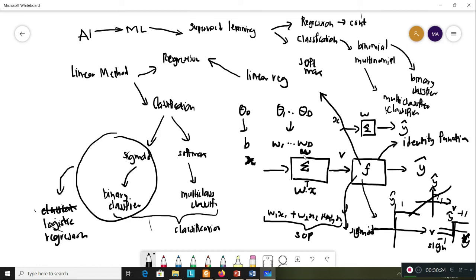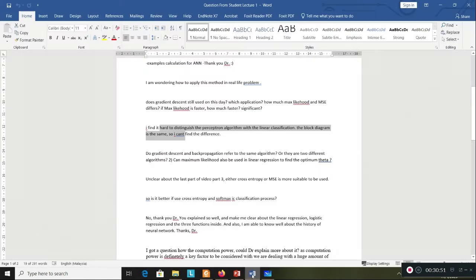And then if you set your f with a softmax function, then your linear method will become a linear method for classification under the category of multi-class classifier. That's why I try to generalize it with this block diagram. I hope that is clear and answers your question, that your doubt is how to distinguish the difference between linear classification, linear regression, and the perceptron algorithm.